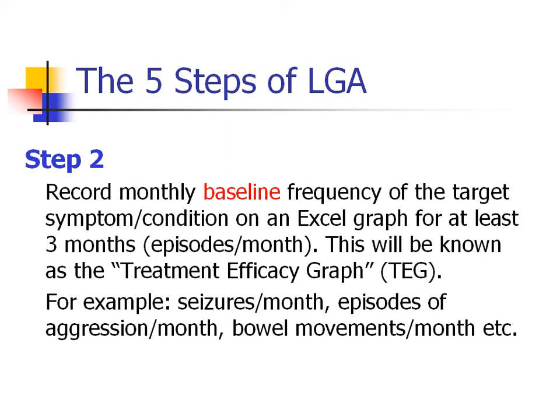In step 2, we record a monthly baseline frequency of the target symptom or condition on an Excel graph for at least 3 months. These would be the episodes per month that will be recorded. This will be known as the treatment efficacy graph, or TEG. For example, seizures per month, episodes of aggression per month, or even bowel movements per month could all be counted.